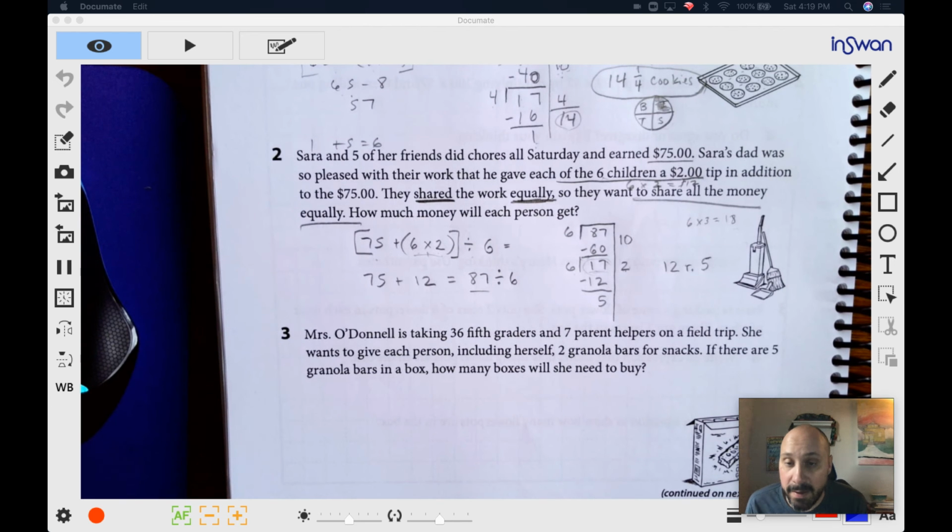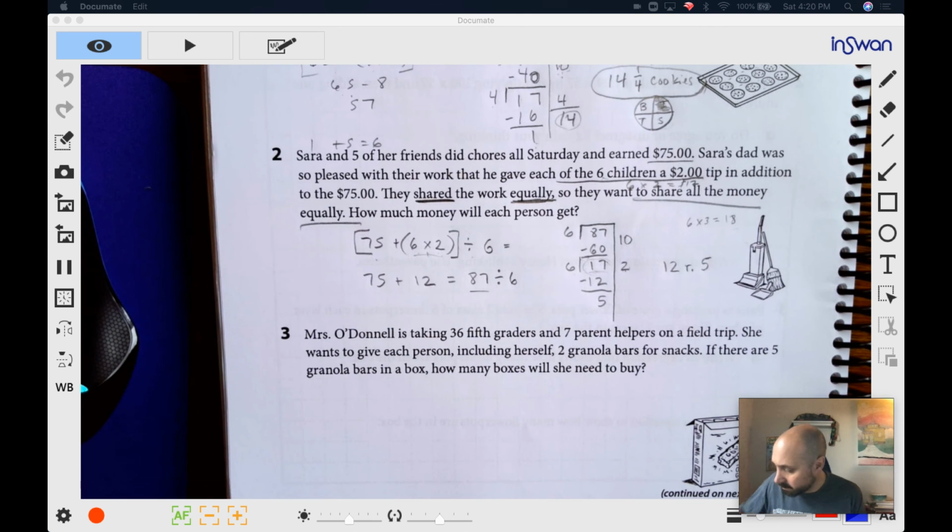Okay, what are we going to do with that $5? Well, we're not going to just give it to one kid. That wouldn't be fair. They want to share all $5 equally. So how can we split up $5 between 6 kids? Well, we're going to have to use change, right? We're going to have to split up each dollar amount and figure out.